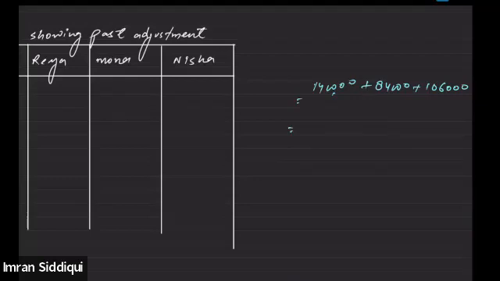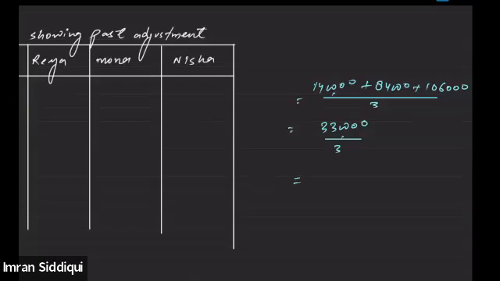1,40,000 plus 84,000 plus 106,000. It will be 3,30,000. And then this 3,30,000 has been distributed among the partners in the equal proportion. So dividing it by 3, we will get the amount of profit that everyone has got. Right. So everybody has got 1,10,000.